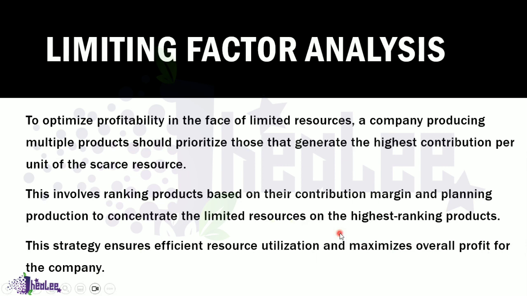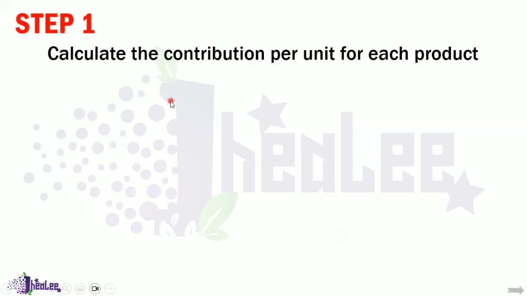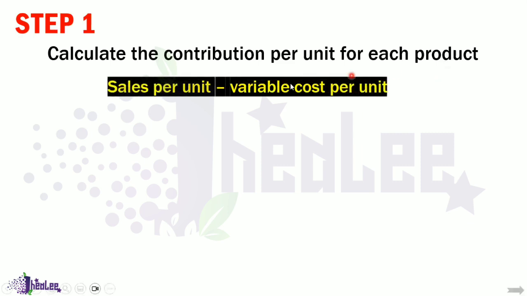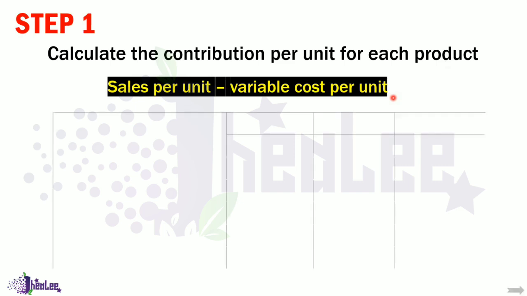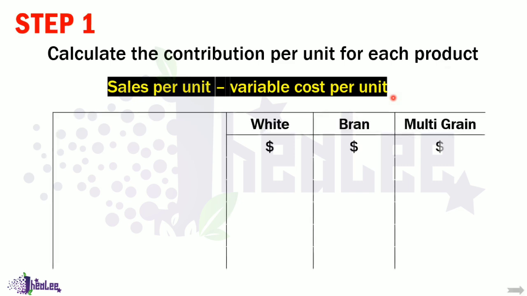Let's look at the first step that we're going to take, and that is to calculate the contribution per unit for each product. Now, the contribution is the selling price per unit minus the variable cost per unit. So in order for you to get contribution margin, that's the sales less the variable cost. And remember, we have three types of products, and we're going to be calculating the contribution margin for each product. So remember, that's white bread, brown bread, and multigrain bread. And again, remember the formula is sales per unit minus variable cost per unit.